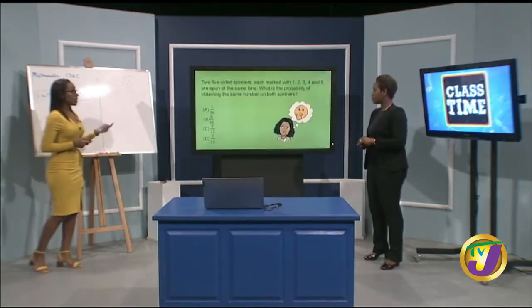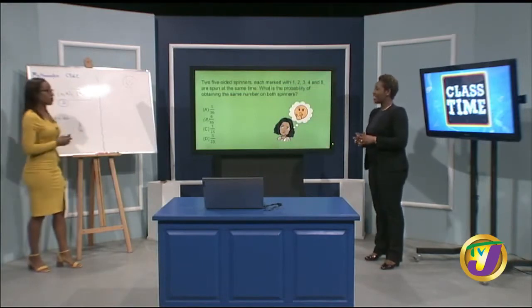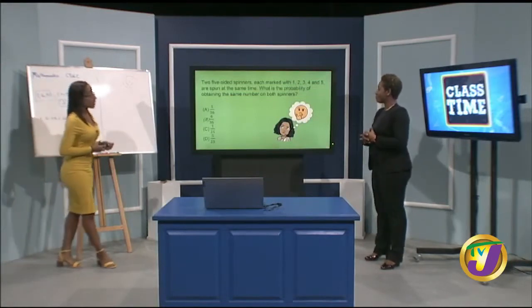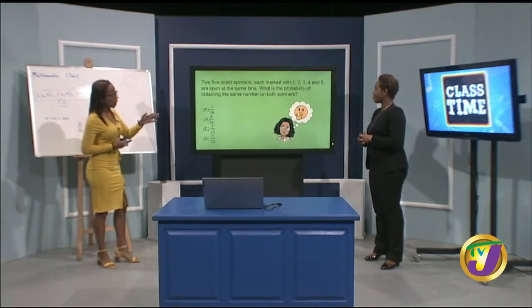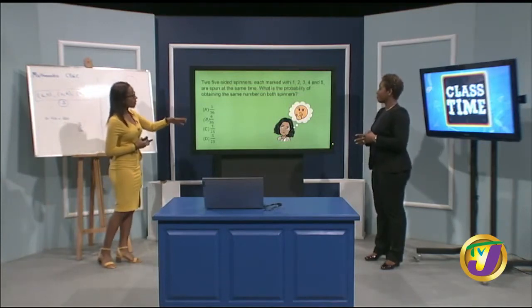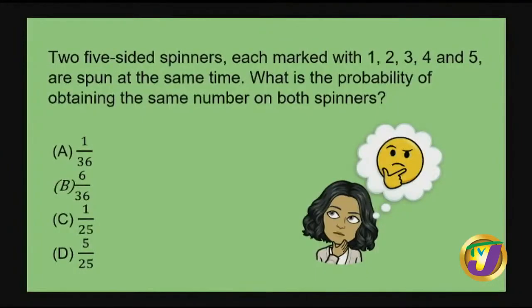Okay. Our last and final question for today, similar to the die one just now: 2 5-sided spinners, each marked with 1, 2, 3, 4, and 5, are spun at the same time. What is the probability of obtaining the same number on both spinners? And again, the total possible outcomes would have been what? How many sides do we have? Well, 5. So it would have been 5 times 5, 25. And that would have been our total outcomes.